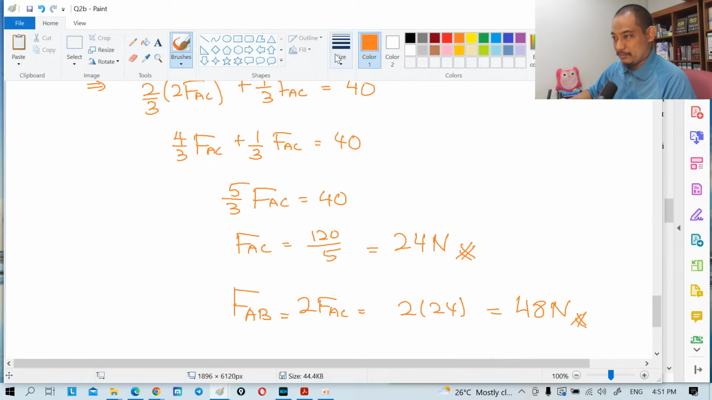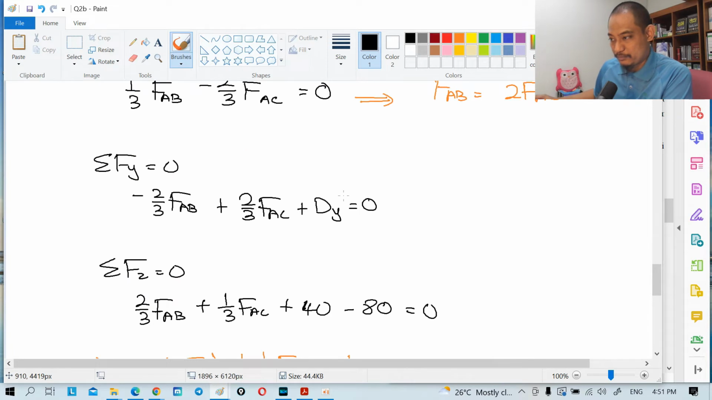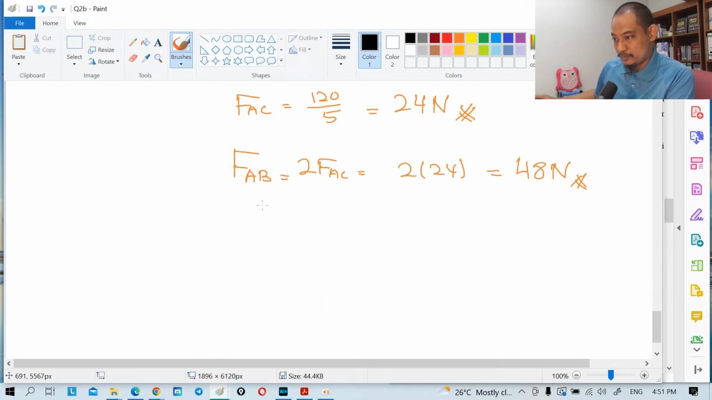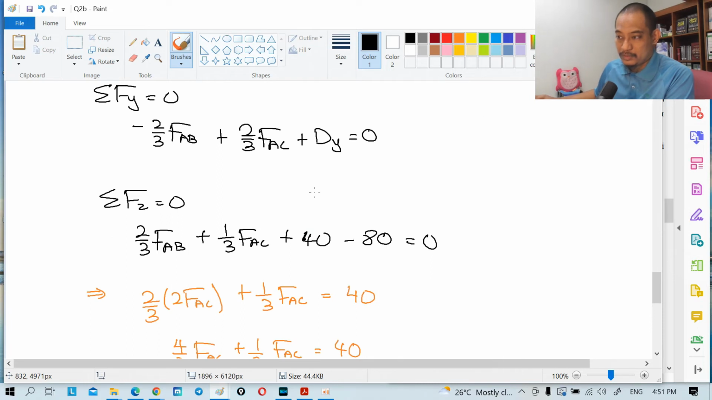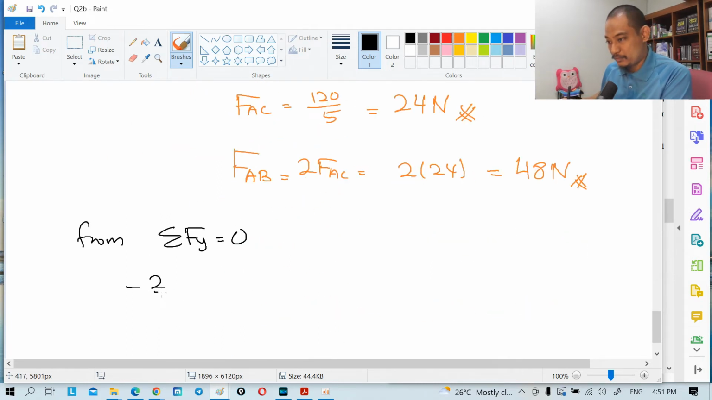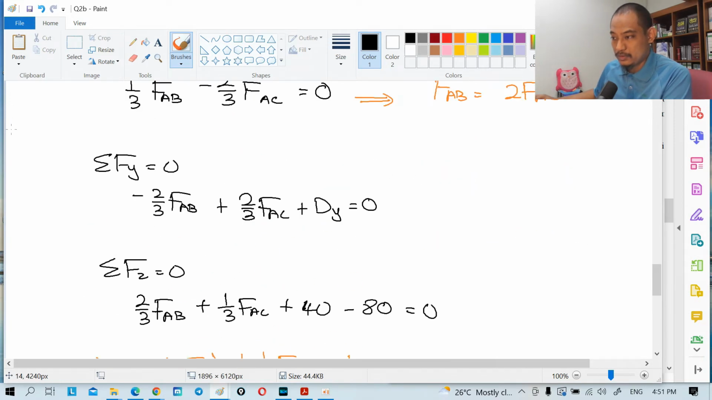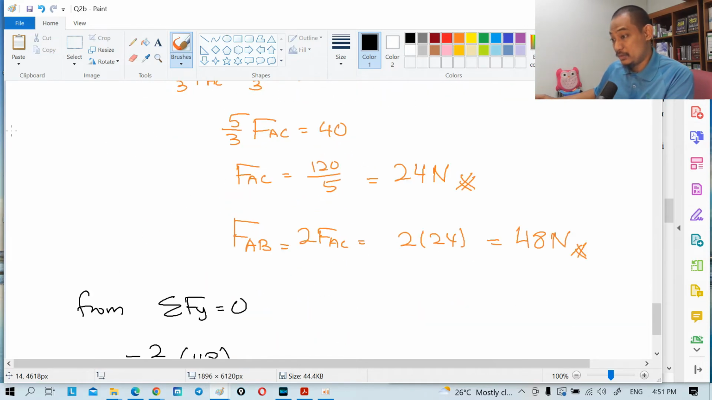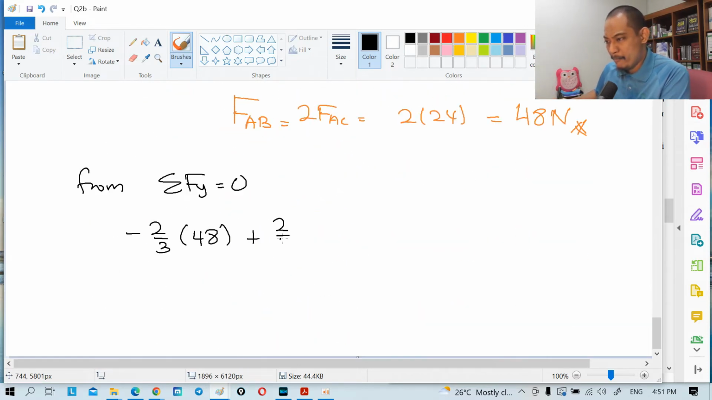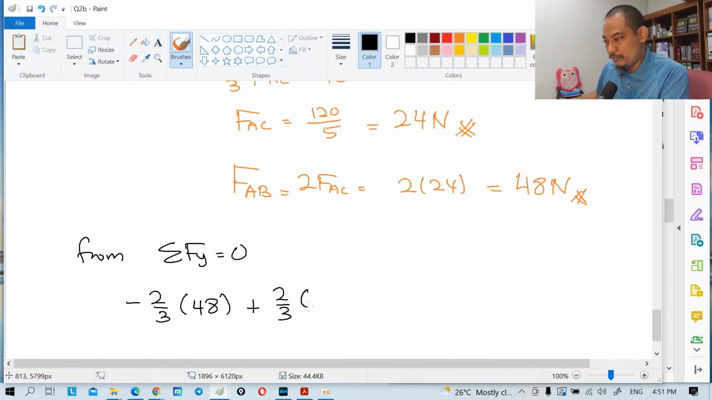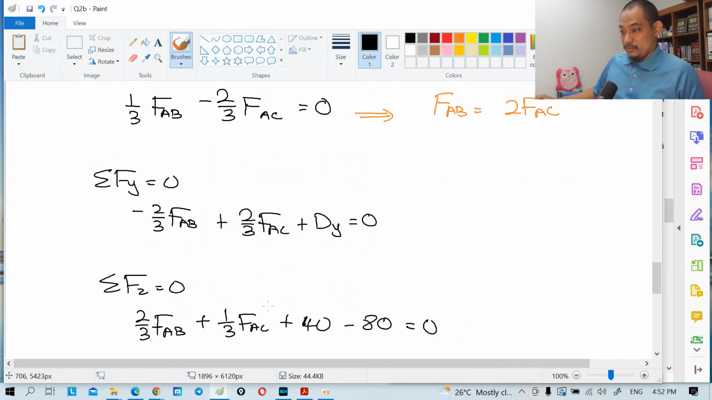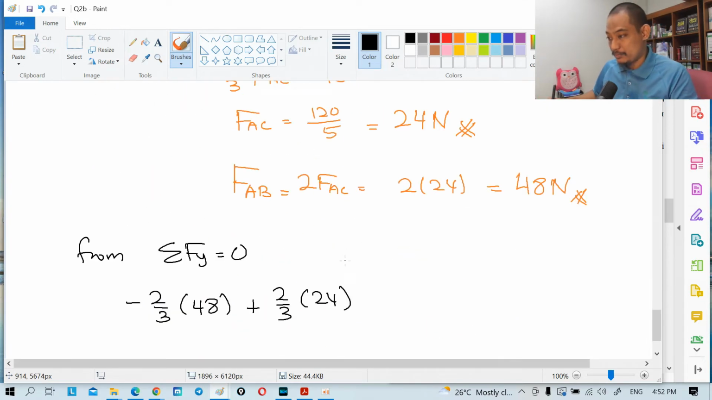Now having solved, okay, why am I using this color anyway? So having solved this, we can go to Fy here. So from summation of Fy equal to 0, minus 2 over 3 FAB, FAB is 48, plus 2 over 3 FAC, 24, plus dy equal to 0.